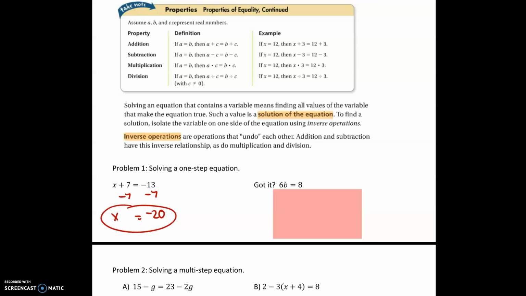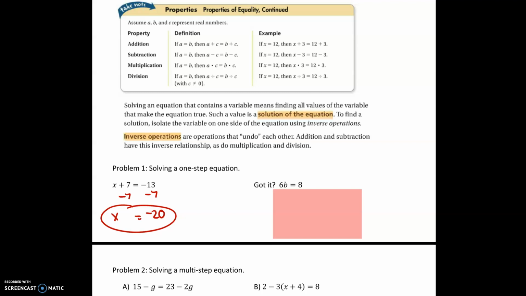All we have to do to isolate is to get x by itself. It looks like we've done that, and that means we've just solved that one-step equation. Again, a solution to the equation is just going to make that equation true. If I was to substitute negative 20 back into the equation, which is always a good idea to check your answers, negative 20 plus 7 does indeed give us negative 13.